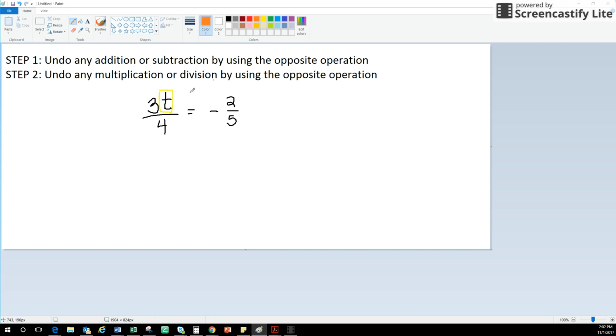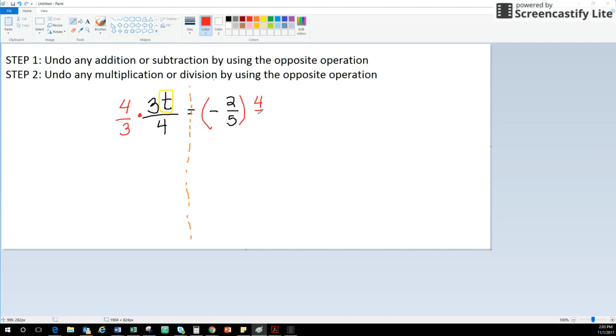That's not going to change anything that we do here, okay? I'm not going to touch that t. I'm going to focus on the 3 over 4 instead. And what would I do to cancel multiplying t by 3 over 4? Well, we can't divide by a fraction. Instead, we multiply by its reciprocal, which would be 4 over 3. So I'm going to multiply both sides of this fraction by 4 over 3.